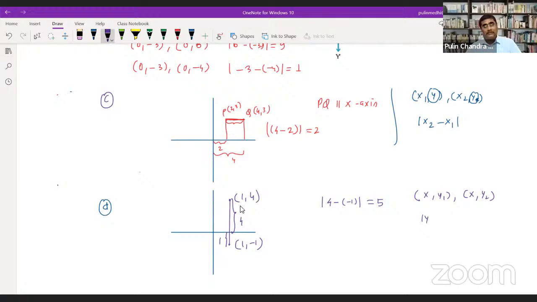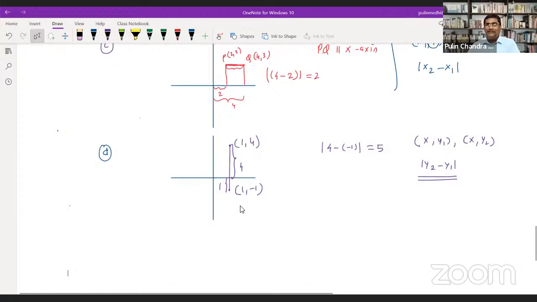So distance will be y2 minus y1 if y2 is bigger; if not, then y1 minus y2. Anyway, you need not bother about this because the modulus will always make it positive. Okay, so I think till here it is clear.